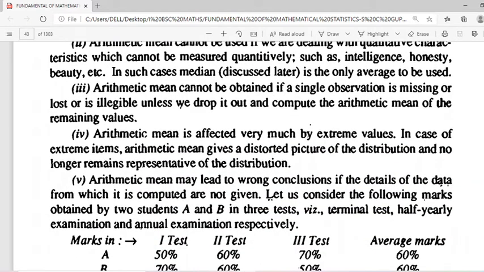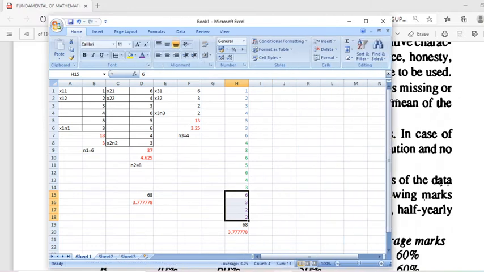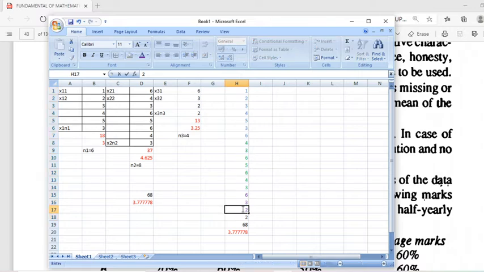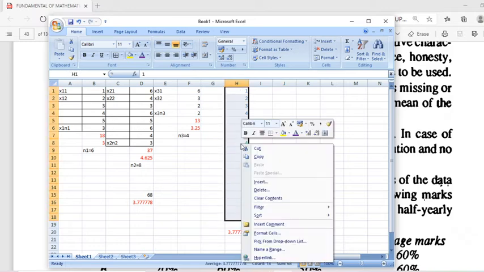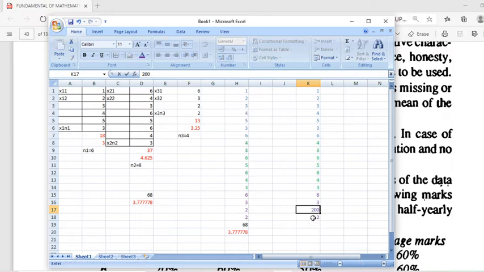The arithmetic mean is affected much by extreme values. In the case of extreme items, the arithmetic mean gives a distorted picture of the distribution and no longer remains representative of the distribution. So it is a very dangerous problem. I will show you. Suppose these observations are between 1 and 10, and some observations are repeated. I will copy these actual observations, and suppose there is an extreme observation, for example 200.